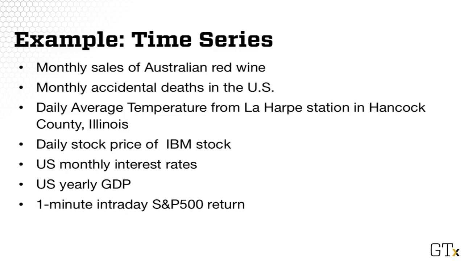A first example on this slide is the U.S. yearly GDP. The second example is the monthly sales of wine. A third example is the monthly accidental death in the U.S. A fourth example is the monthly interest rate. Often yearly and monthly data are observed over several years, tens of years. A fifth example is the daily average temperature. A sixth example is the daily stock price of a company such as IBM.